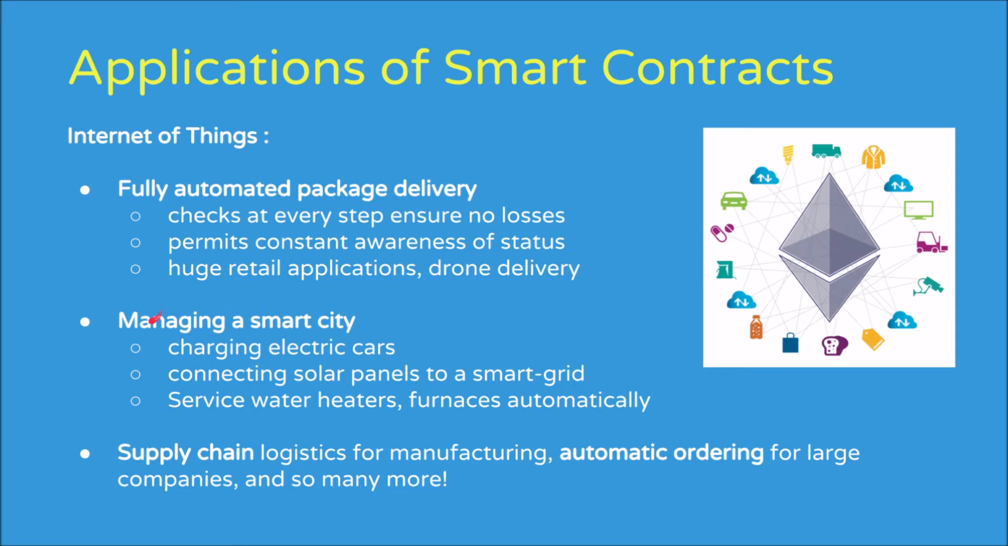Another big area is managing a smart city. Smart contracts would enable auto-charging electric cars based on when the price is right, and automatic selling of home-generated solar power when there is excess, all based on predetermined variable contracts. This could even permit us to autonomously service water heaters and furnaces when required.